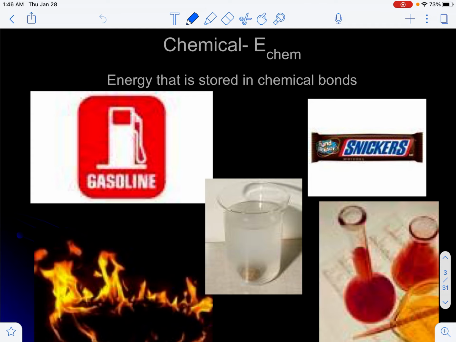Chemical energy is energy that is stored within chemical bonds. We're going to see this when it comes to an object needing some sort of a fuel or a food in order to function. For example, our bodies need food. Without food, our body does not create the heat that it gives off. Our body will not move the way that it's supposed to, right?